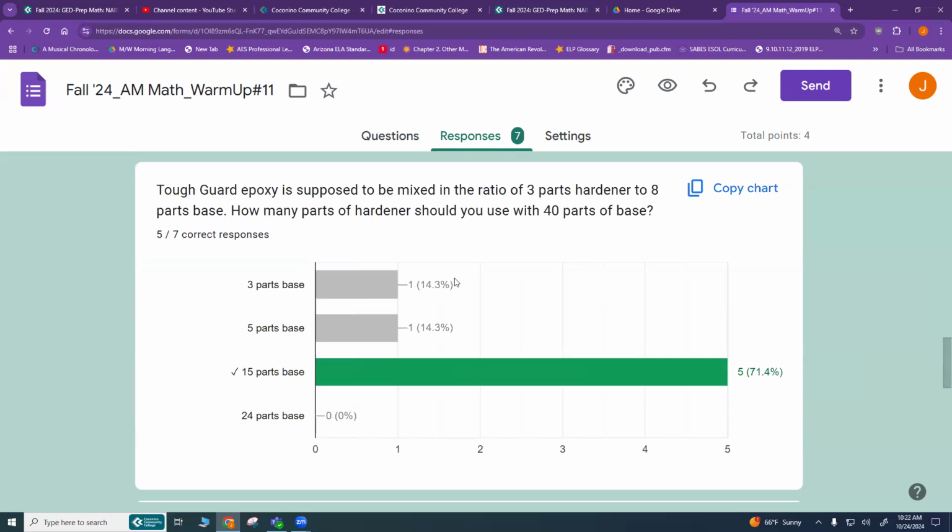And so that's our proportion, right? Where we have two equivalent ratios set up for each other. And generally we need those ratios, right? Because we need to increase at a certain rate, but keep that ratio intact. Otherwise, our epoxy isn't going to do what we want it to do.